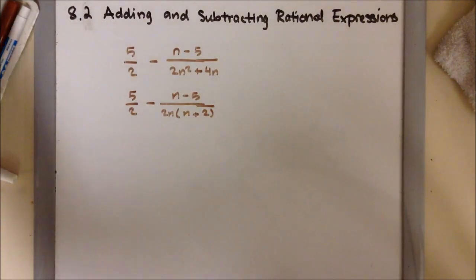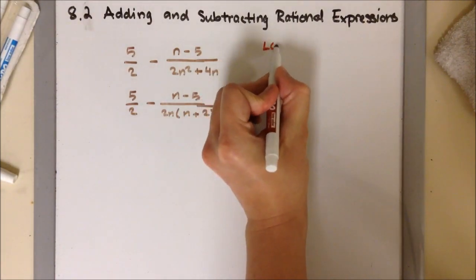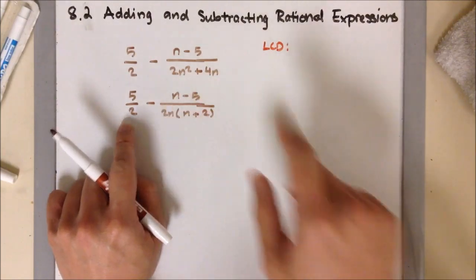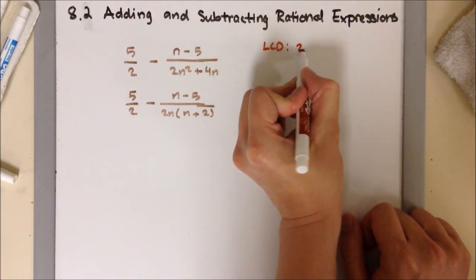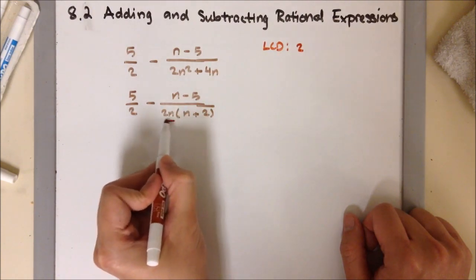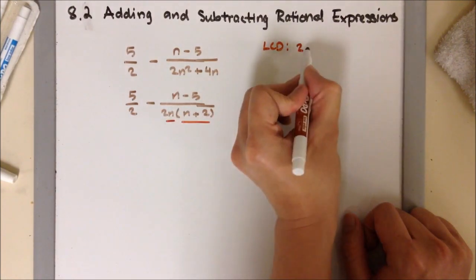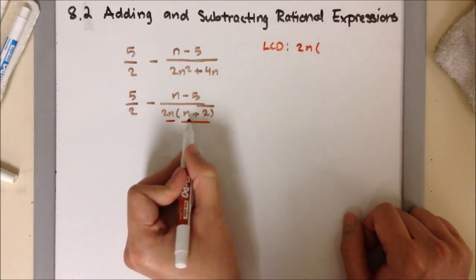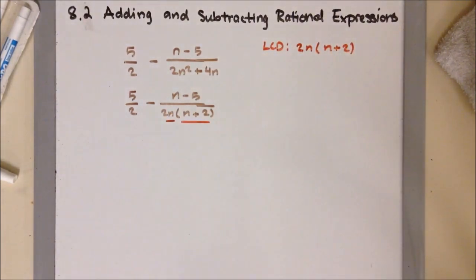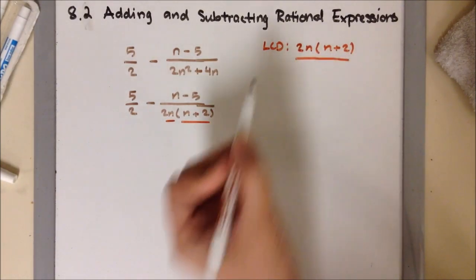Next, let's formulate our LCD. If I compare the two denominators, they both have 2, so let's include that in the LCD. What's missing from the first fraction, but that we have in the second fraction, is the n, so I'm going to include the n. And then I'm going to also include n plus 2. So that's my LCD, and basically this is the final form that we can use in our final answer.